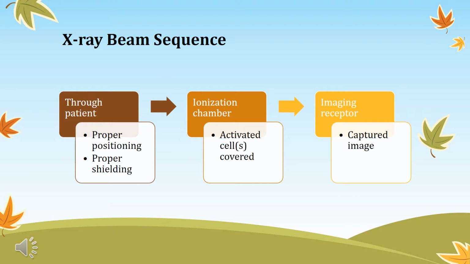This is the sequence of the X-ray beam. First, it goes through the patient with proper positioning and proper shielding. Then it goes to the ionization chambers, and finally the imaging receptor where the image is captured.